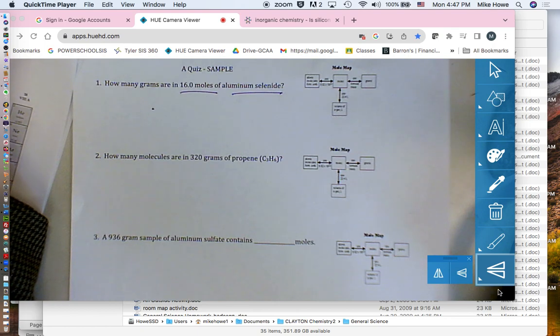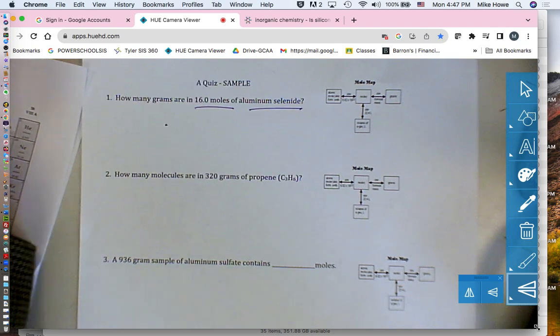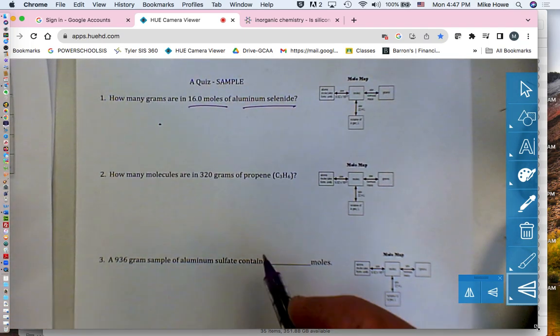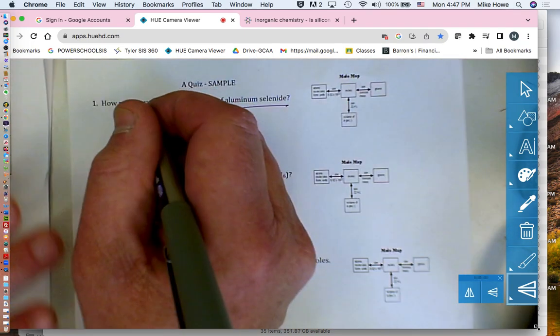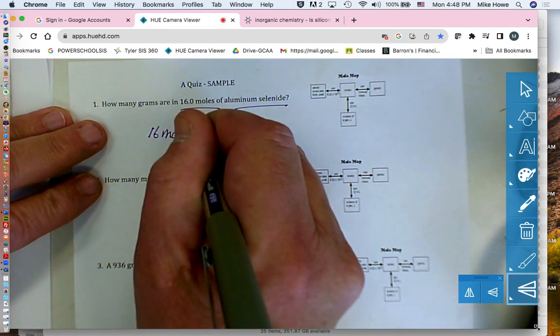Who are still working on finishing up the mole test, I thought I would make a quick little overview for you. So you have 16 moles of aluminum selenide as an example problem. Remember, your questions are different, but the format is basically the same.